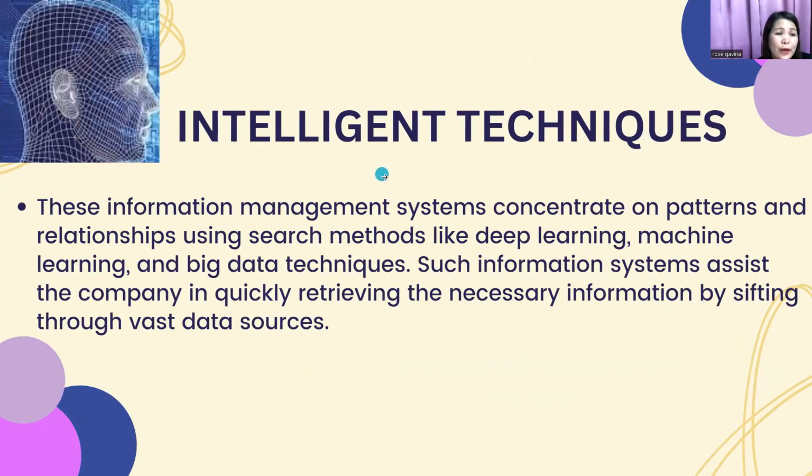So the third type of knowledge management is intelligent techniques. These information management systems concentrate on patterns and relationships using search methods like deep learning, machine learning, and big data techniques. Such information systems assist the company in quickly retrieving the necessary information by sifting through vast data sources.